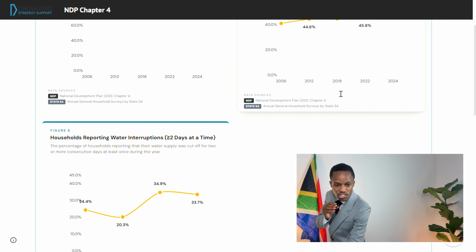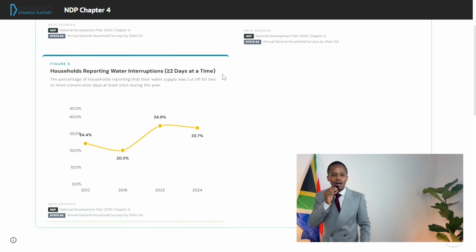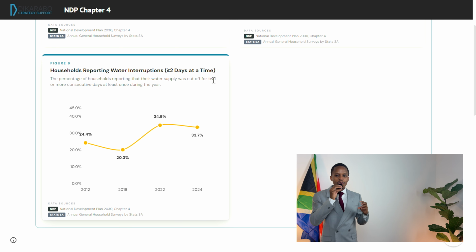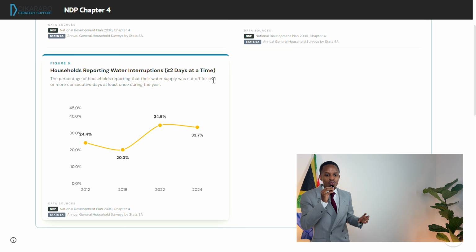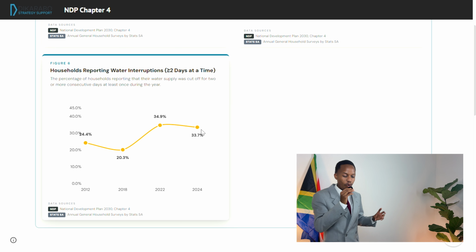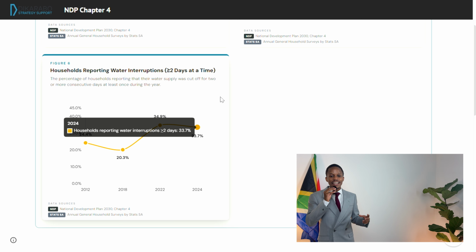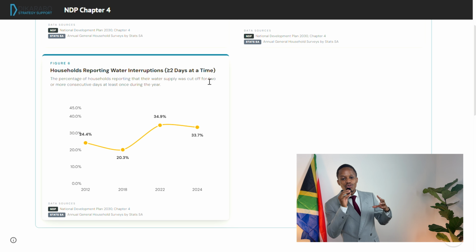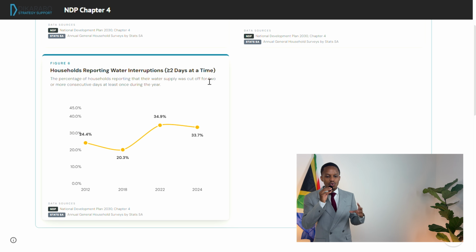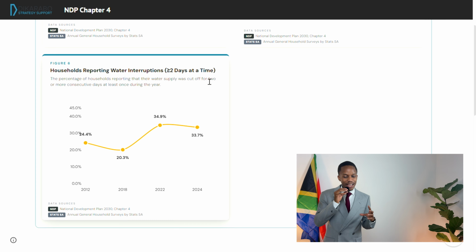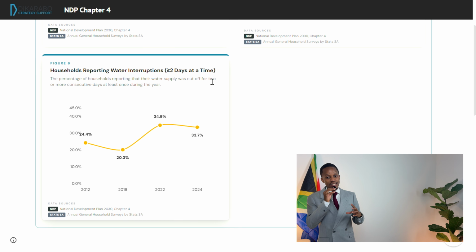And then figure 6 tells us about the percentage of households reporting that their water supply was cut off for 2 or more consecutive days, at least once during the year. And we can see in 2024, about a third of the population reported that at least once during the year, their water was cut off for 2 or more consecutive days. And I think 2025, 2026, this percentage is going to go up.